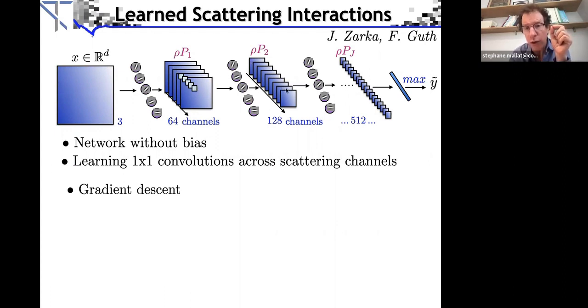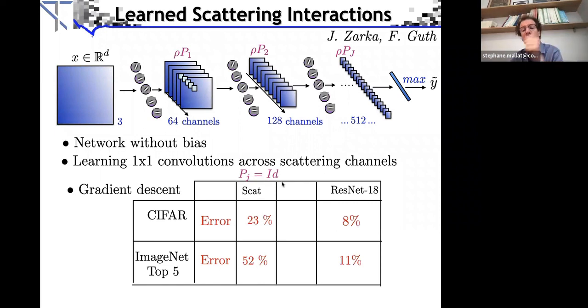Wavelet filter, interactions, and so on. It's a neural network where there are no bias parameters, and then you learn everything with a gradient descent. So you learn all these potentials together in order to optimize the classification. So what we saw is that if these operators are identity, so we don't learn them, we just set them independently, you have a much bigger error on ImageNet, about 5 times more. And even on a smaller database, which is called CIFAR, you get an error which is still of the order of 4 times bigger than a ResNet 80.